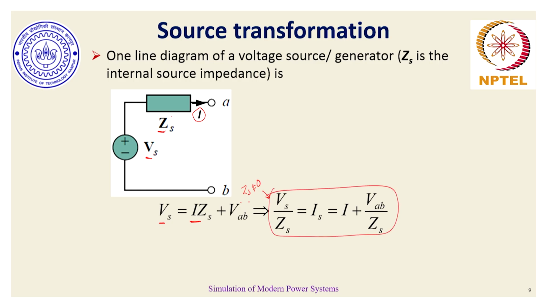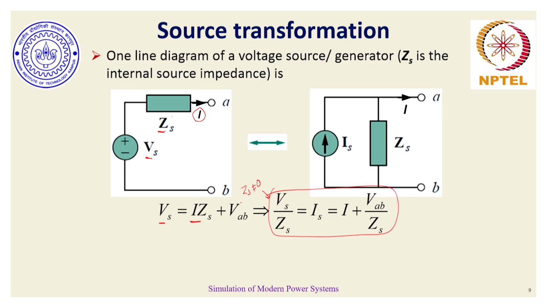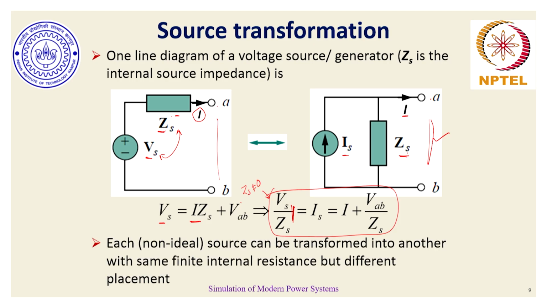For a non-ideal source, Zs is not 0, and only for a non-ideal source can we rewrite this equation in this form. What does this tell us? This also tells us that this voltage source can be represented or transformed into a current source whose source current Is is Vs by Zs. The position of Zs changes. In the voltage source it is in series, whereas here it is in parallel, and the output current and the terminals A and B still remain the same as what was present over here.